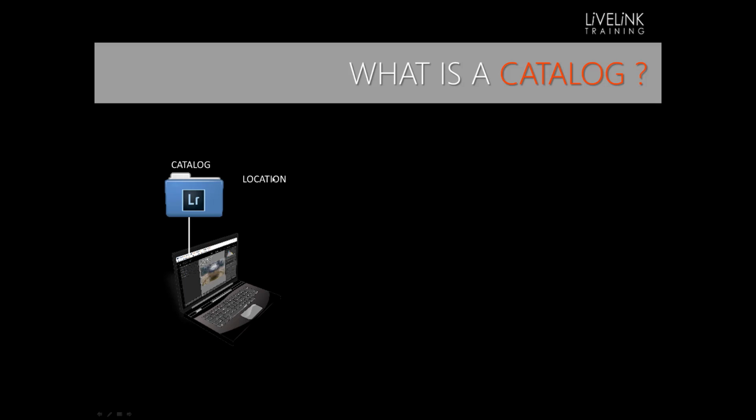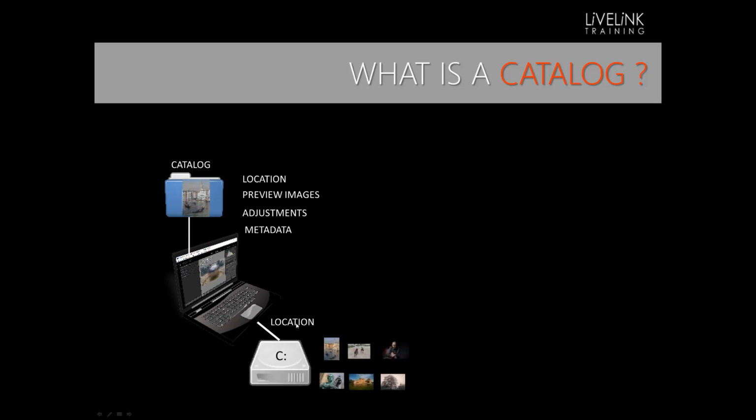So if we've got location of the images, we've obviously got all the preview images, which are in the catalogue folder. Any adjustments that we make, they also go into the catalogue folder, into the LRCat file. Any metadata, like we've said, and then the location of all the images.